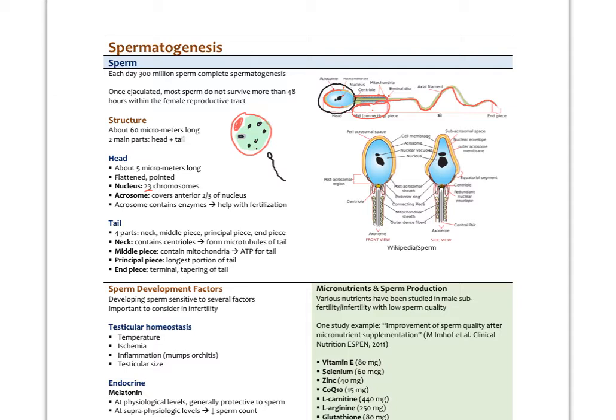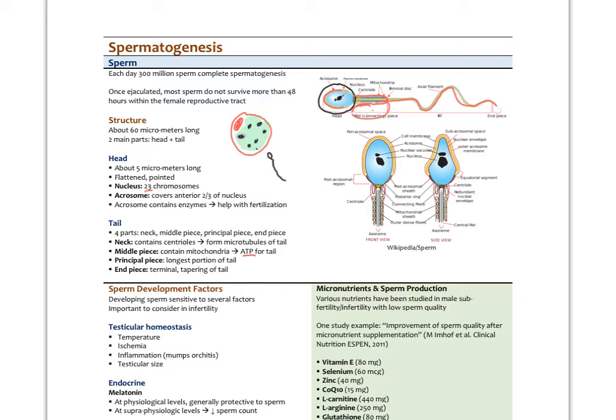centrioles, and these form the microtubules. They're going to lay down the proteins for the microtubules of the tail. The middle piece contains lots of mitochondria, and that's going to provide ATP for the tail. And the principal piece is the longest portion of the tail, formed of microtubules. And then there's a tapering terminal portion, the end piece. So that's the basic structure of sperm.